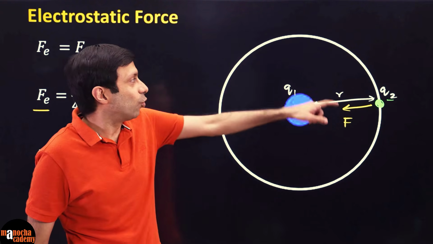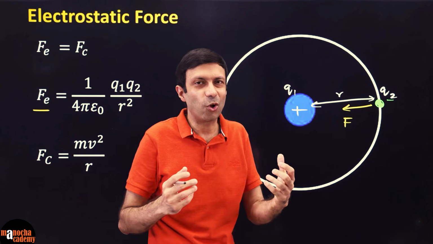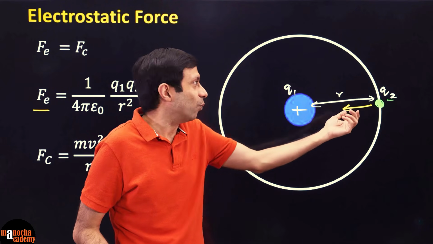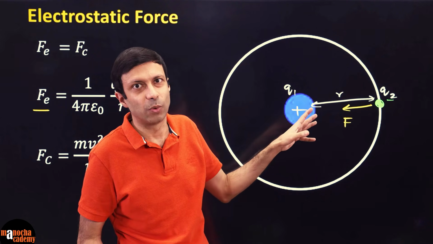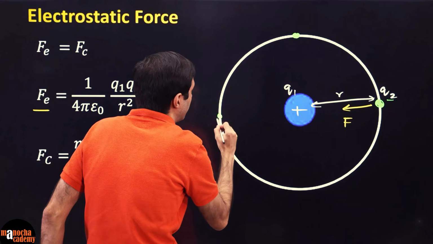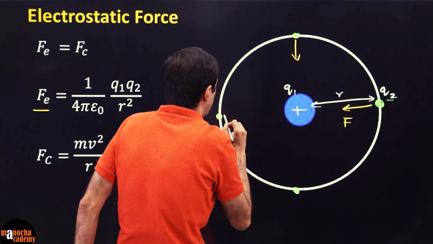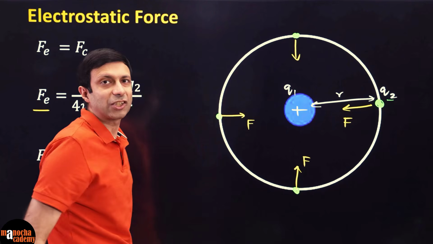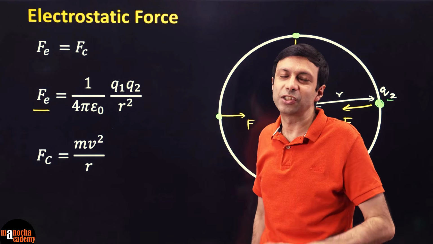Now, since the electron is going in a circular orbit, it is in circular motion around the nucleus. We can also say that there is a centripetal force that is making it go round and round. Why is it called centripetal force? Because it is a center-seeking force. This force is always pointing towards the center. So whether the electron is here, or here, or here, there will always be a center-seeking force pulling it towards the nucleus, because there is an attraction between the nucleus and the electron. And this is what we call our centripetal force, denoted by Fc.